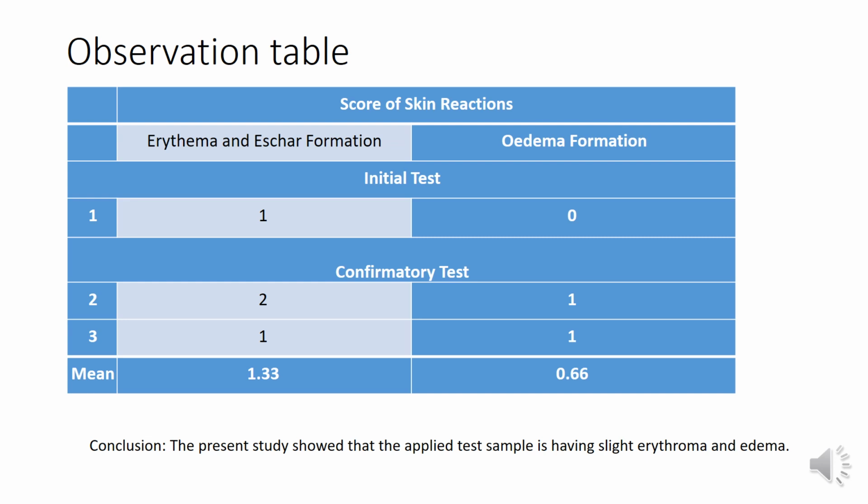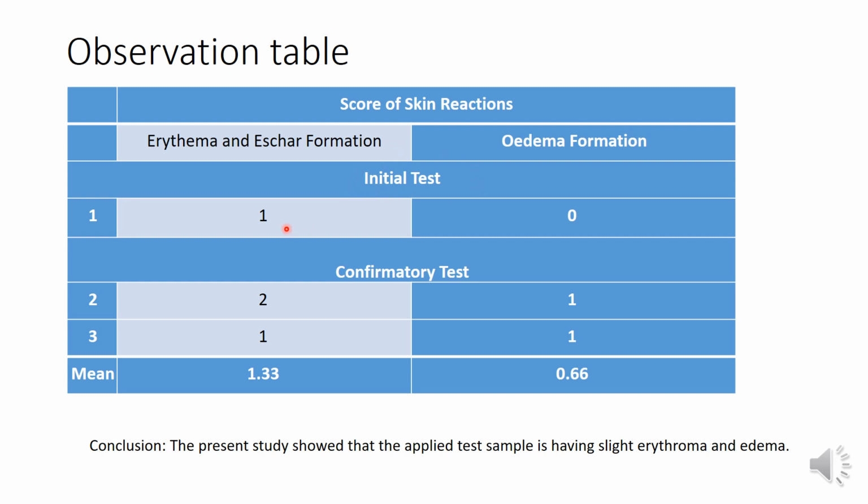So now we'll see the observation table. Just now we discussed that we need to give the score to the skin reaction. Basically, we will give the score to the erythema and scar formation and the edema formation. First we'll perform the initial test. After applying the irritant substance to the skin of the animal, after 4 hours we will check the effect of the drug on the skin of the animal.